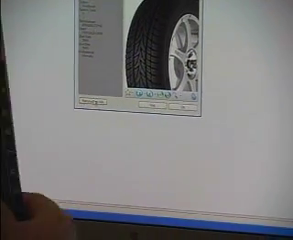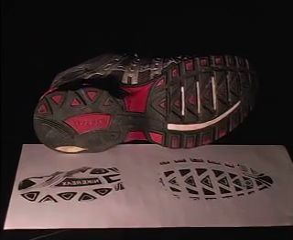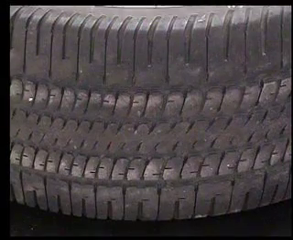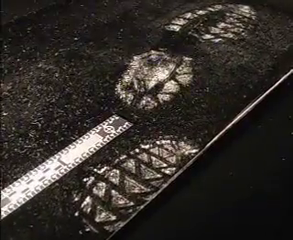These same principles apply to the examination of tire tread impressions. Shoes and tires and the impressions they leave at the crime scene offer sound, reliable, and demonstrative evidence of a person's presence.